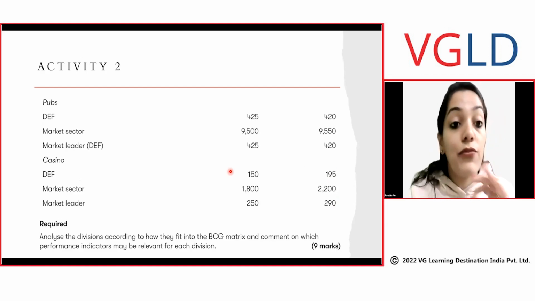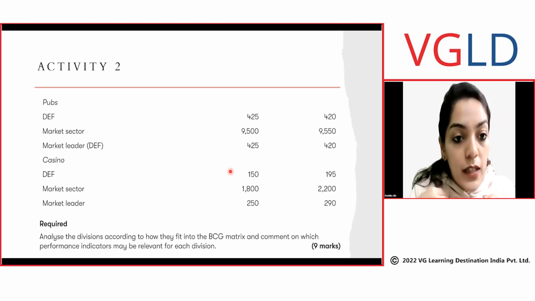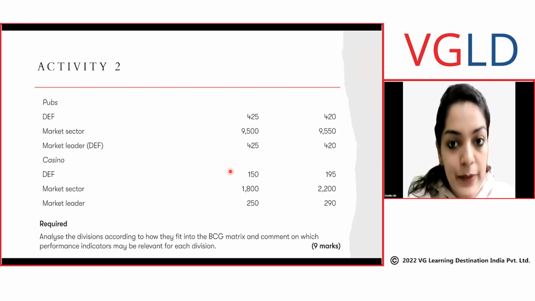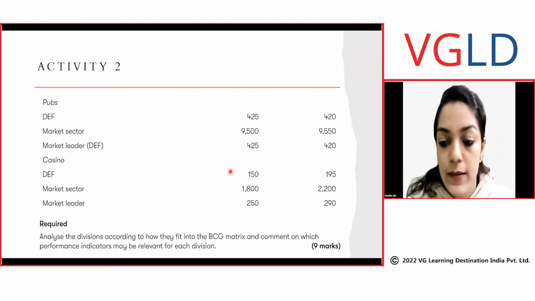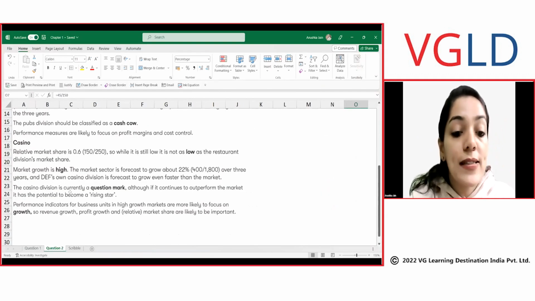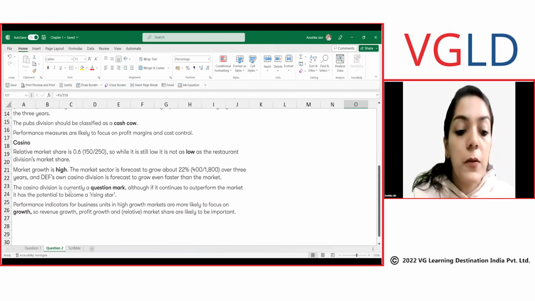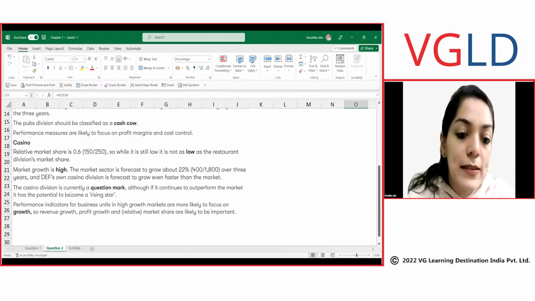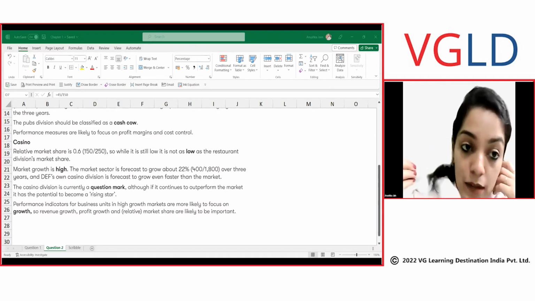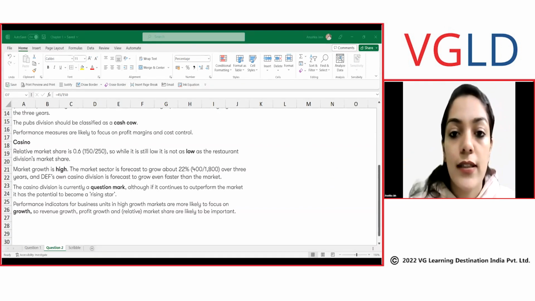So basically for casino, it's growing very fast. Okay, so it has a high market share and also a high market growth. Okay, so coming back here, the casino division is currently a question mark. Now, ma'am, why a question mark? You will say it's okay. You don't want to recognize it as a question mark, but have a look here at this graph.